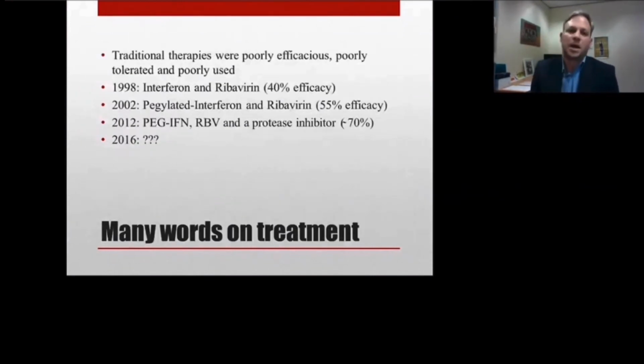So treatment. Traditional therapies were pretty poorly tolerated, not a great uptake. Interferon and ribavirin in particular gave you terrible flu-like symptoms. Pegylated interferon made the regimen a little bit simpler and a bit more efficacious, but it still had pretty bad side effects. When protease inhibitors came about, efficacy increased significantly, but 2016 is the real game changer.